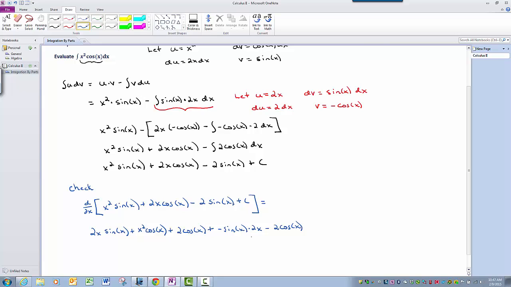So now we're going to play around with this a little bit. I've got negative sine 2x and positive sine 2x. So these guys are going to go away. And then I've got negative cosine x and positive cosine x, both multiplied by 2. So these guys will go away. And all that I'm left with at the end is x squared times the cosine of x. And that is exactly what we started with.